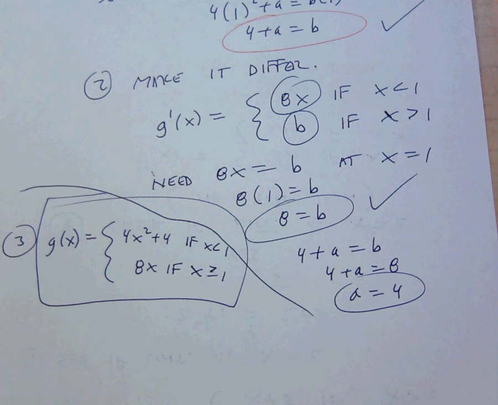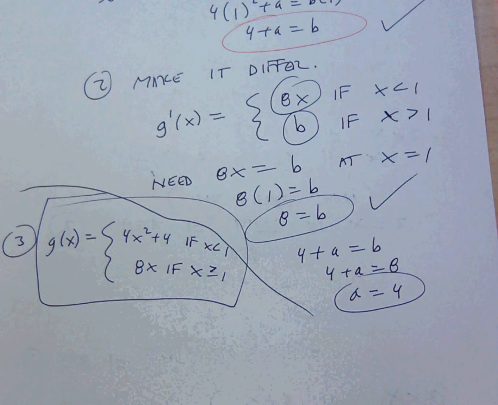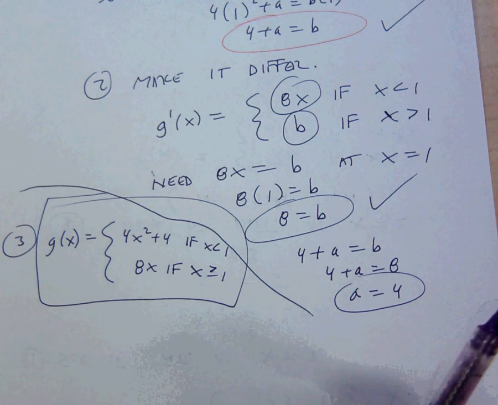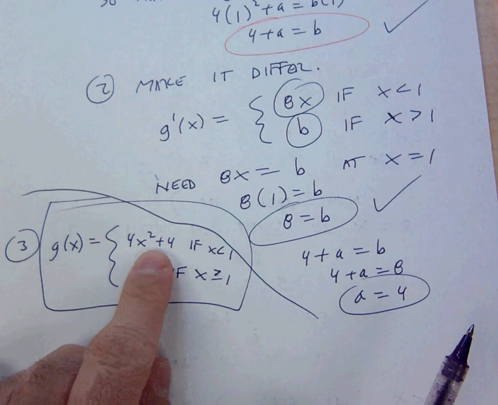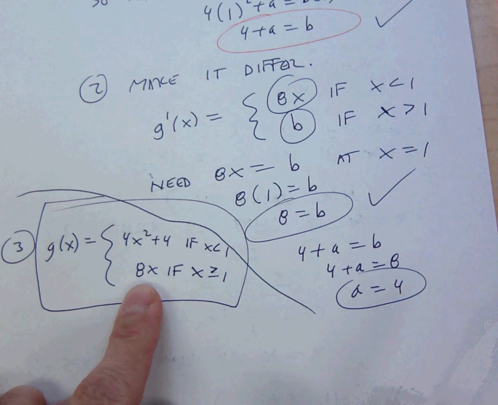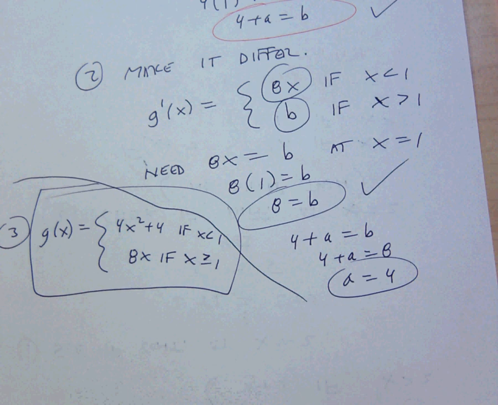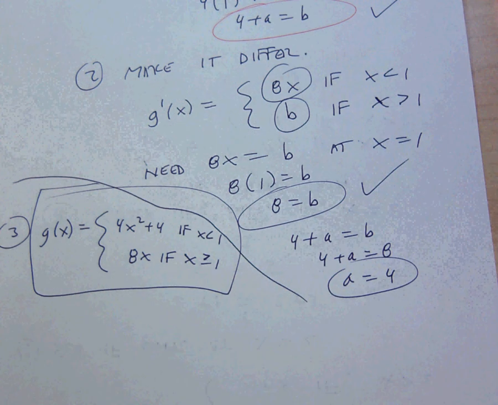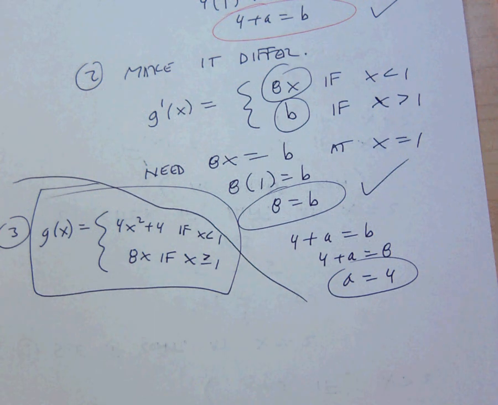And again, why don't I have to worry about it to the left and to the right of 1? Because that's a parabola which is everywhere continuous and differentiable, and that's a line which is everywhere continuous and differentiable. And then by finding these values, I guarantee it's going to happen at 1 as well. Right? All right, last one. And this one isn't bad, guys. This is pretty easy.